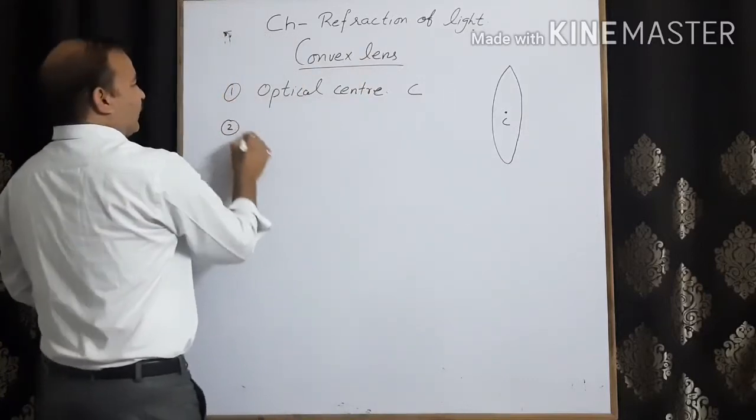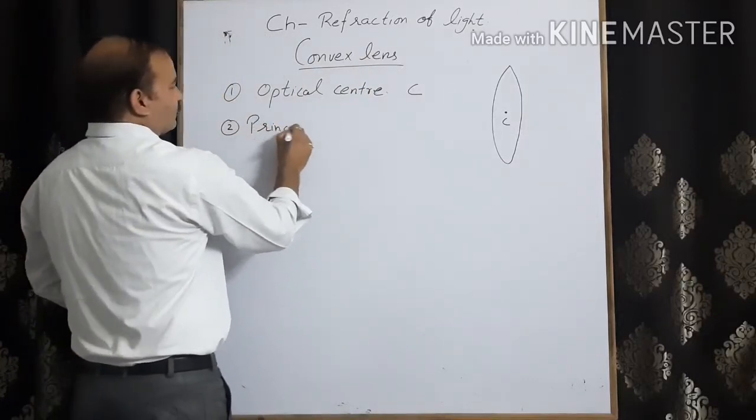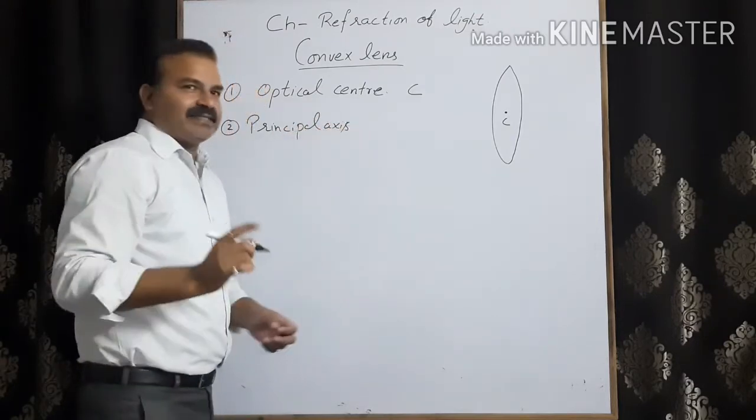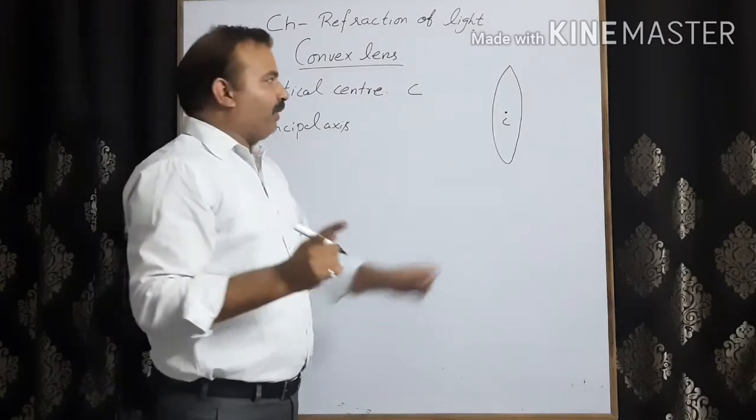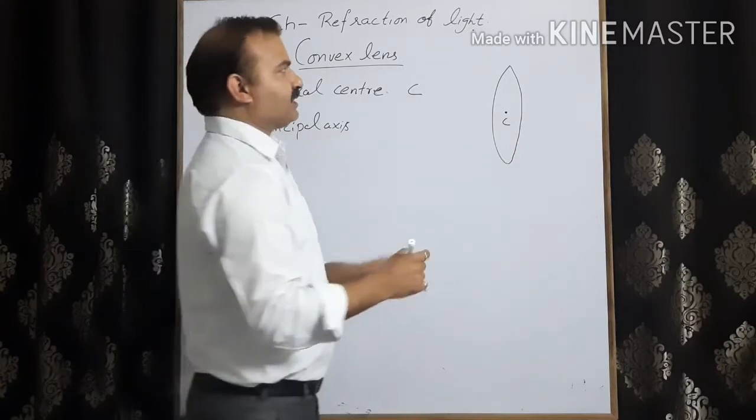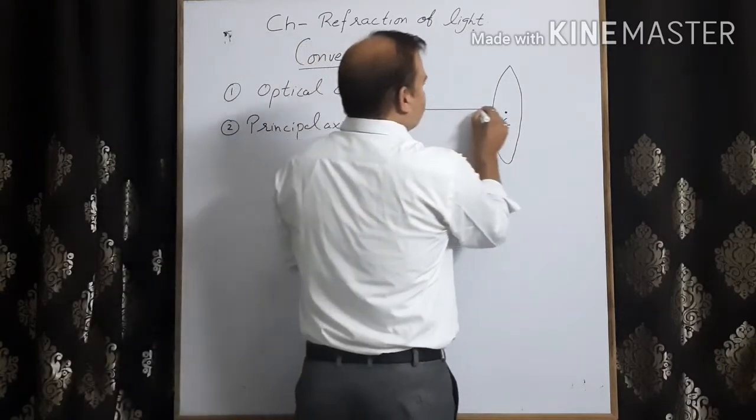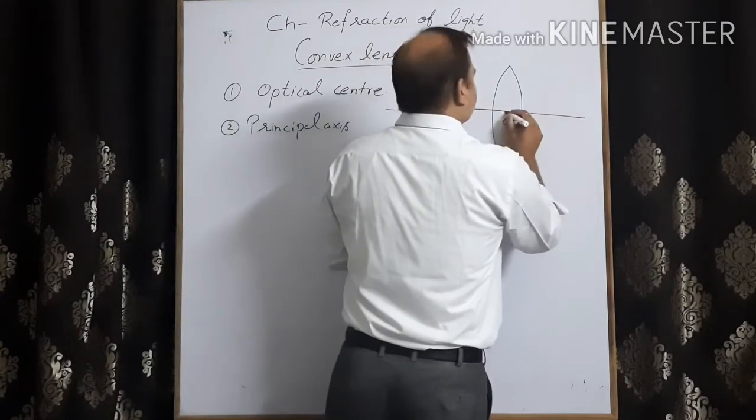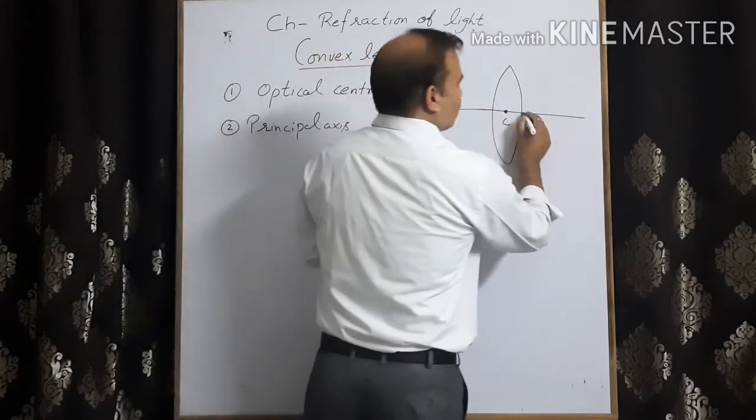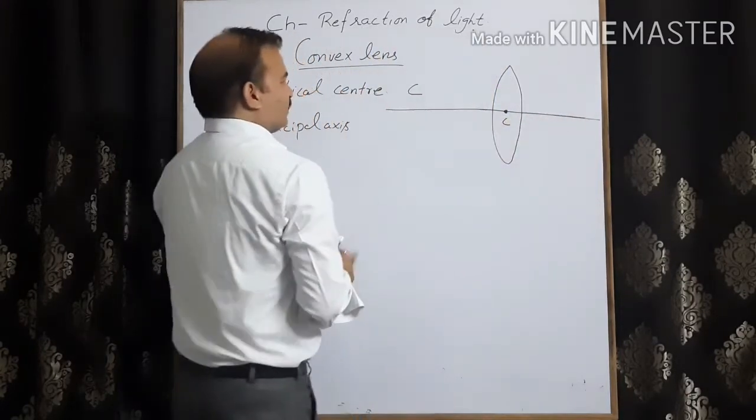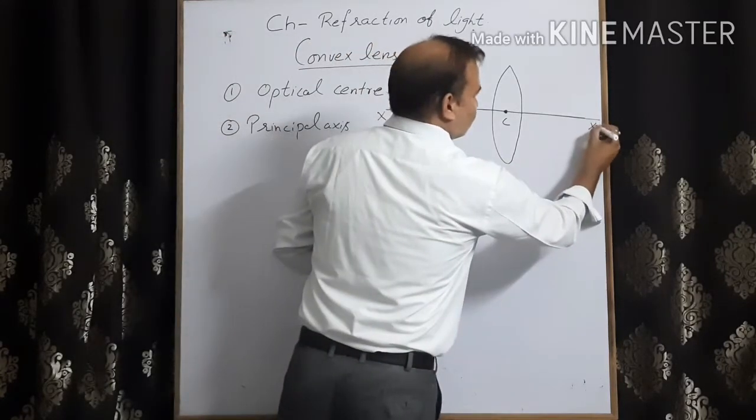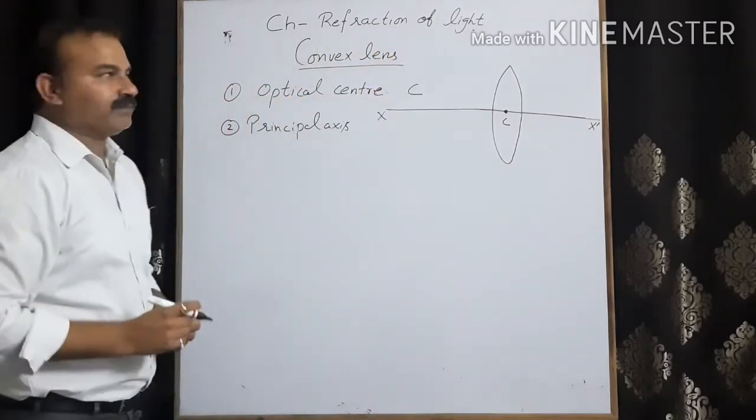Now, second, principal axis. Principal axis is a ray which is passing through the optical center and perpendicular to both surfaces. This is the optical center C and this is the line which is perpendicular to both the surfaces. This is known as the principal axis. I'll write here X and here X dash.